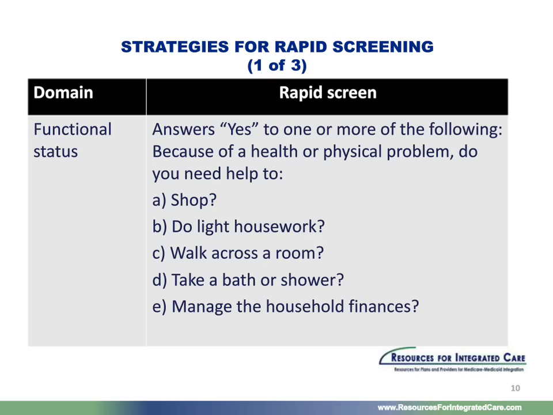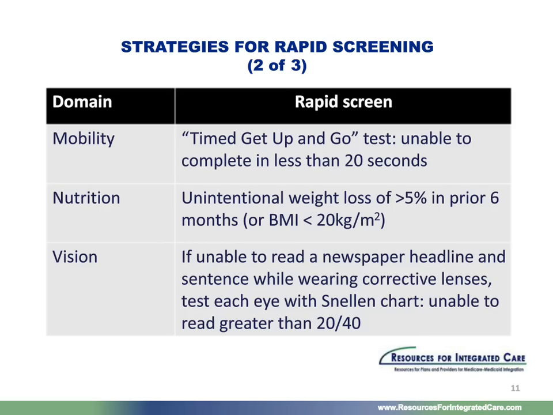A very effective and efficient test to evaluate mobility, in terms of screening, is the timed get up and go, in which you ask a patient to stand from a chair, walk 10 feet forward, turn around, walk 10 feet back, and sit back in that chair. If they can complete that test within 20 seconds, they're in pretty good shape, and no further evaluation of mobility is indicated.